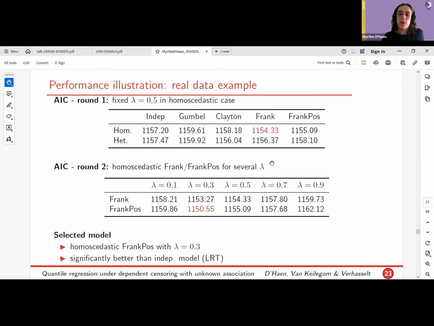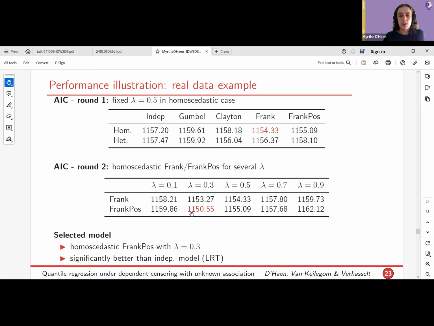Now, as you may remember, in the homoscedastic case, this lambda was fixed. And in theory, it should actually not matter which value of lambda you choose. But we noted that in practice, in the simulations, this lambda does actually impact performance quite a bit. So it would be better to just try out several values and then use AIC to select the best model.